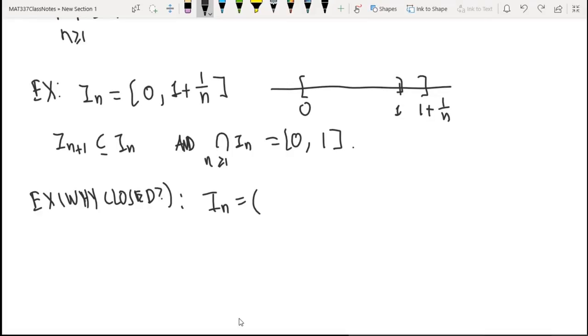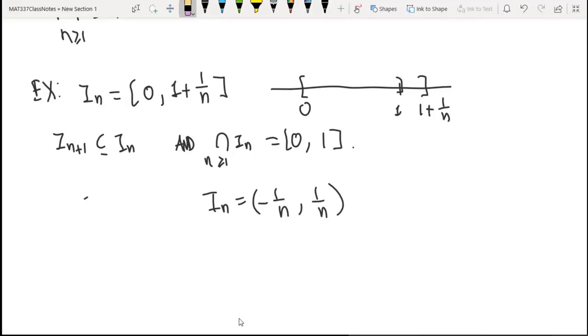Let me see, I have to think. Let's rework. Yeah, let me think about it. I have to think about this. I want to give you a good example. Yes, I have to think about it. I can't just come up with it. Okay. So yeah, I will put it in the notes.